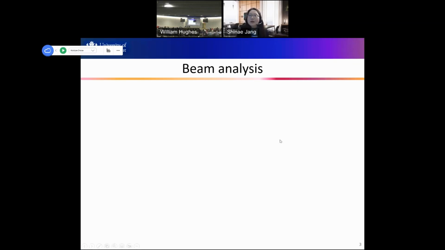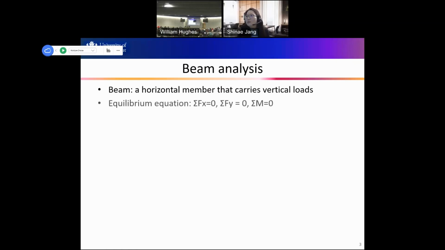Okay, so now we are dealing with beams. A beam is a horizontal member that carries vertical load, like passengers or vehicles, right? For beam analysis, we can use equilibrium equations, 3 equations in 2D, right? And then we'll use the method of cut. At the cut section, we will find the unknown forces by solving equilibrium equations.